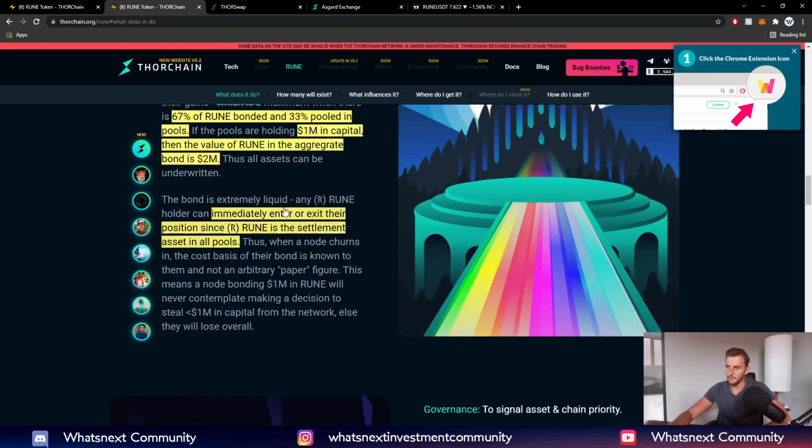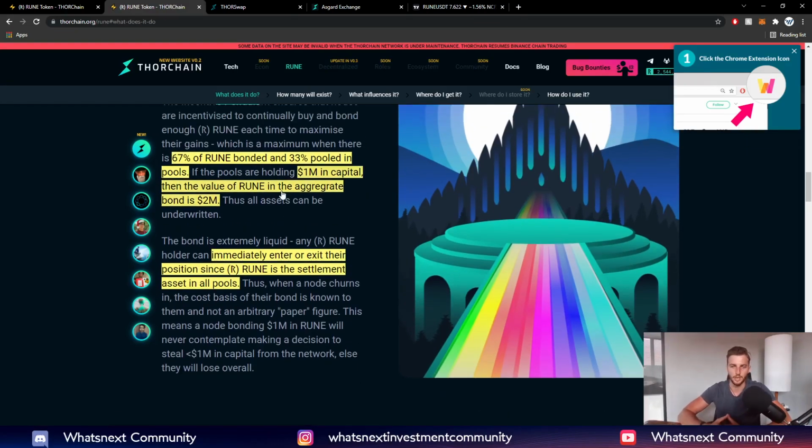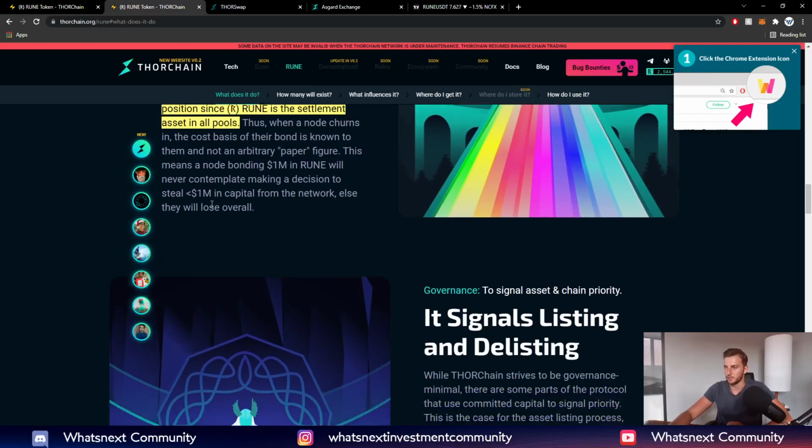So because they use Rune as the pairing asset, this also means that you are very, very easily entering and exiting positions, because Rune is the settlement asset. So basically you are paying Rune, you are trading against Rune, and you're basically using Rune in every single transaction on that chain and on the exchange.